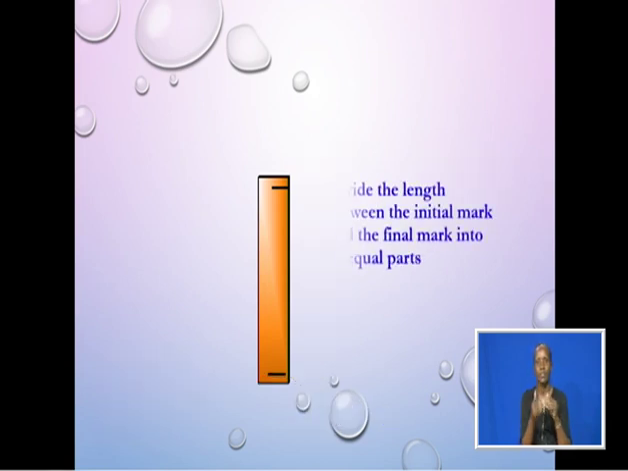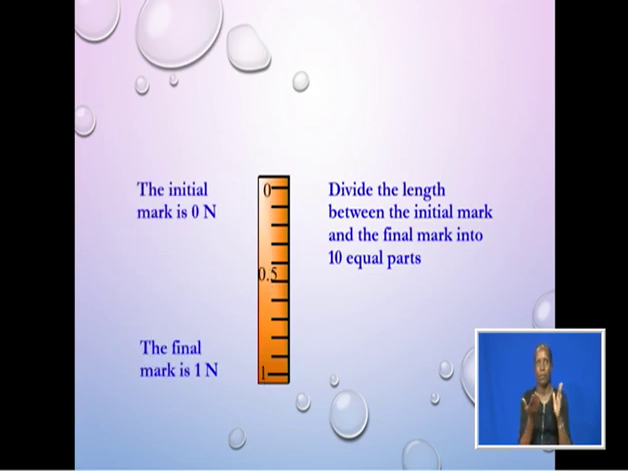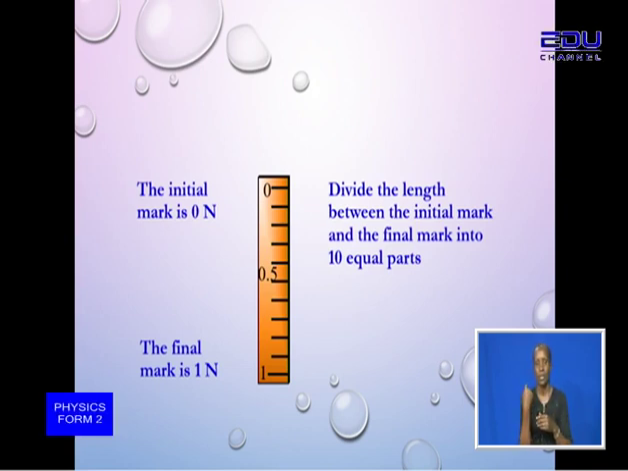And then the next thing is that we will divide the length between the initial mark and the final mark into 10 equal parts. Of course, the initial mark will be our 0 newtons, and the final mark will be our 1 newton. And in between, we can take readings of any object that has a weight between 0 and 1 newton.